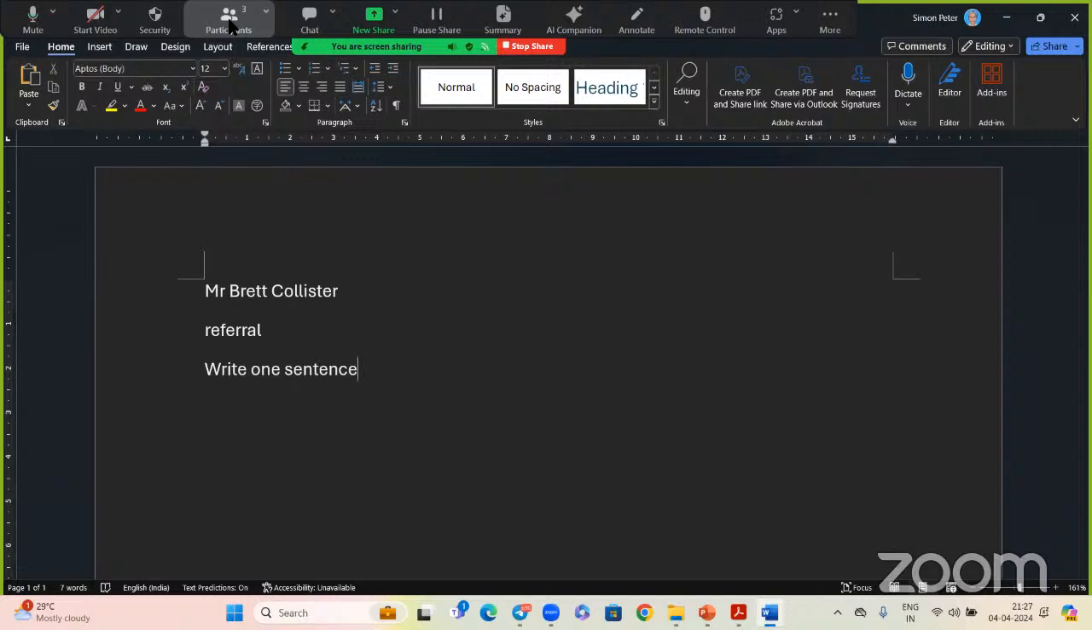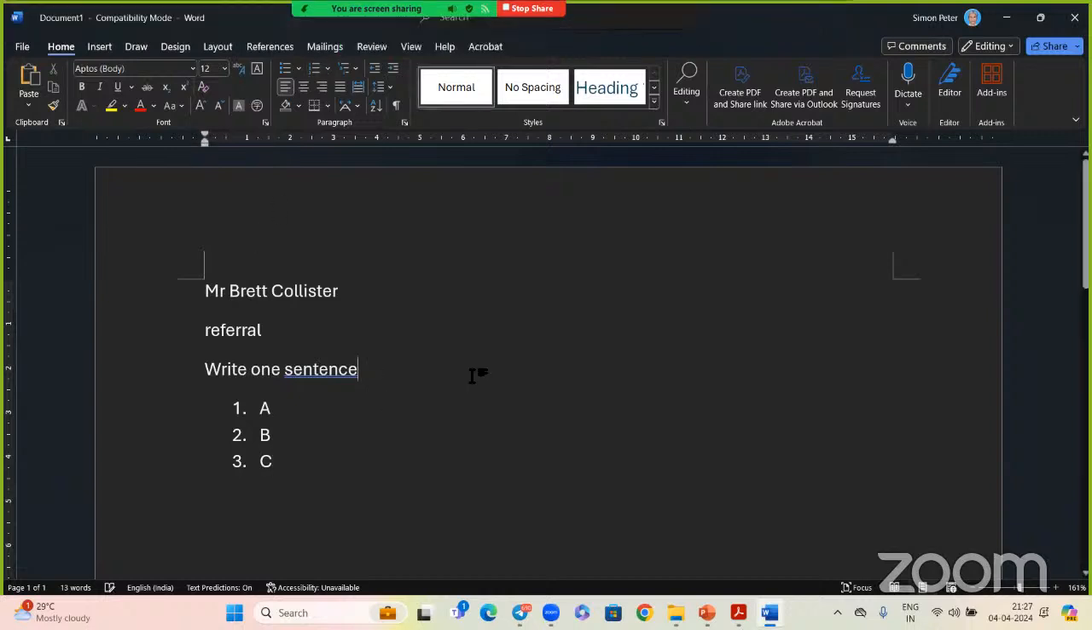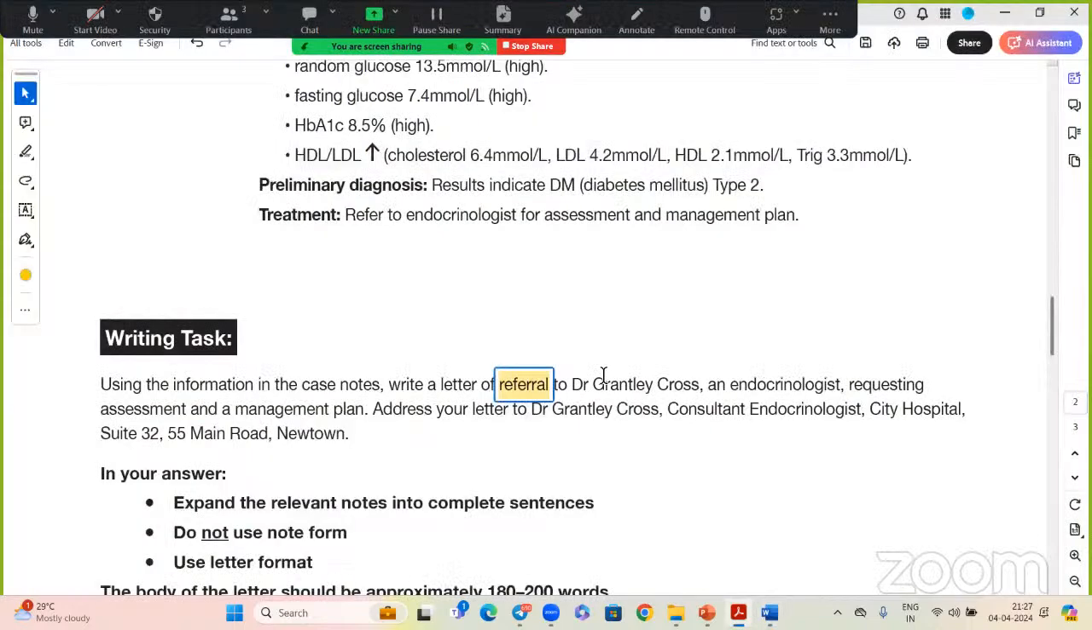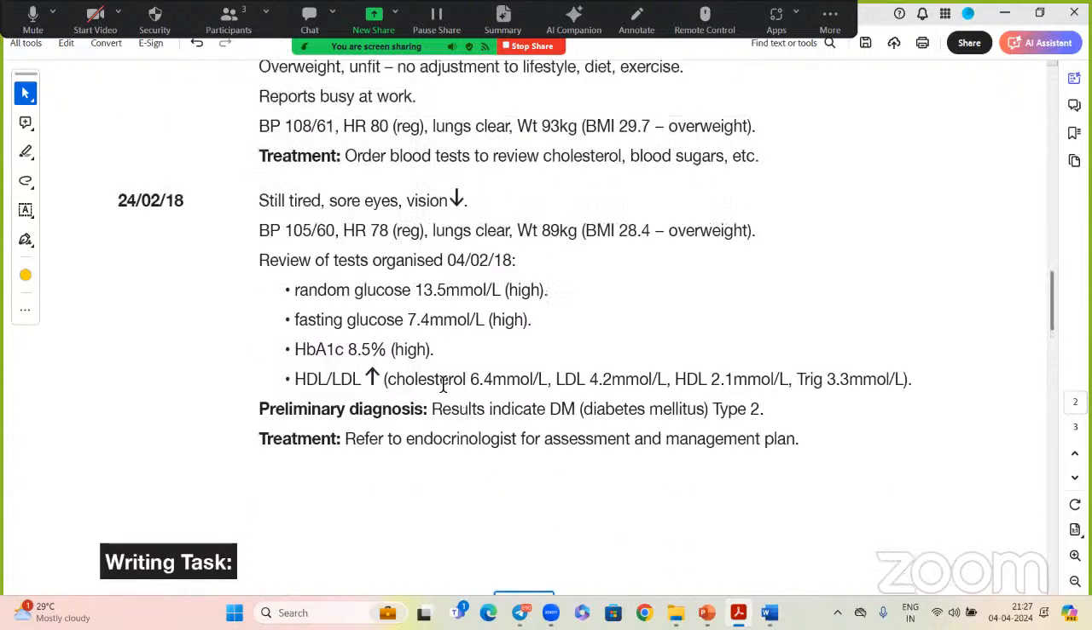So there are many styles, many people write. So what are the various styles you can write? Number one is sentence A. Number two is sentence B. Number three is sentence C. Okay, try to write your own sentences. One sentence using the above words. Okay, Mr. Brett Collister, referral letter.